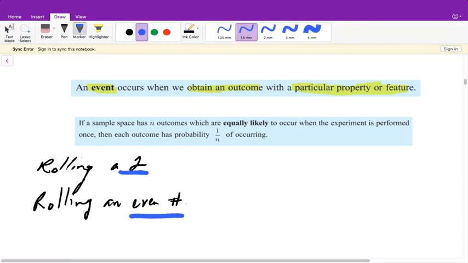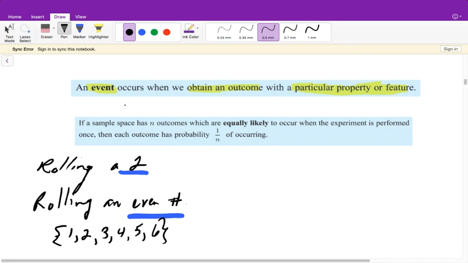When we're rolling an even number, we need to think about, well, on a die, we have 6 different numbers: 1, 2, 3, 4, 5, 6. So on a die, if we're talking about an even number, we actually have 3 different things that can happen that are still an even number.